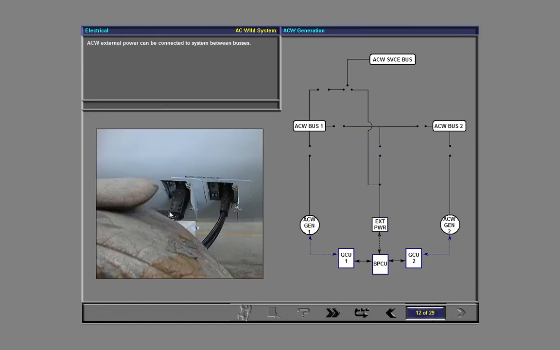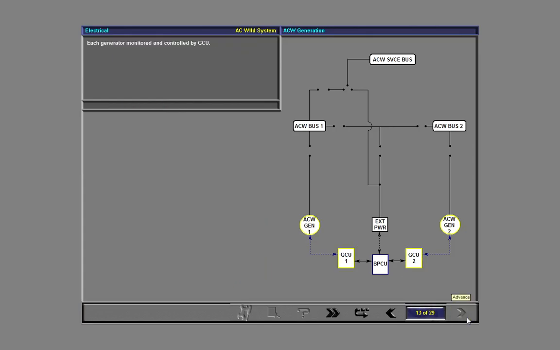As you have just seen, ACW external power can be connected to the system at a point between the buses and can supply both. Each ACW generator is monitored and controlled by its Generator Control Unit, GCU. The GCUs perform over and under voltage protection, differential protection, power and fault current limiting, over and under frequency protection, voltage regulation and open phase.